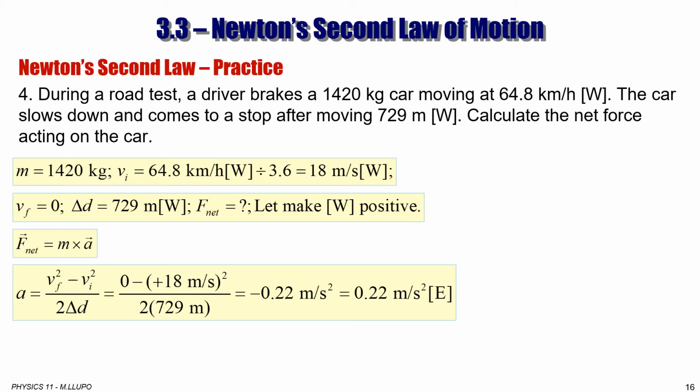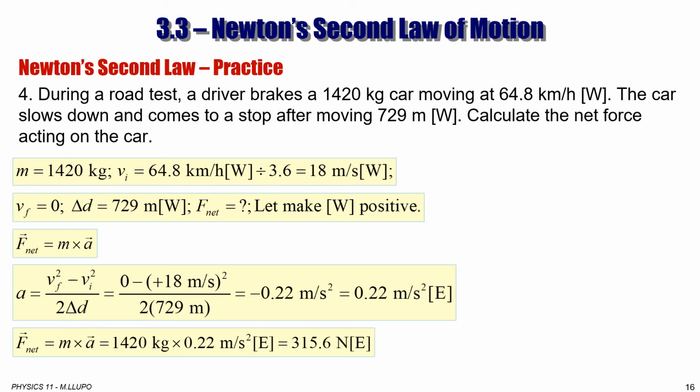Since we used west as positive, now if we reverse it, that is going to be east. So it's going to be 0.22 meters per second squared east, which makes sense. Now we can calculate F net is equal to m times a. It's 1,420 kilograms times 0.22 meters per second squared east. That will make 315.6 newtons east.